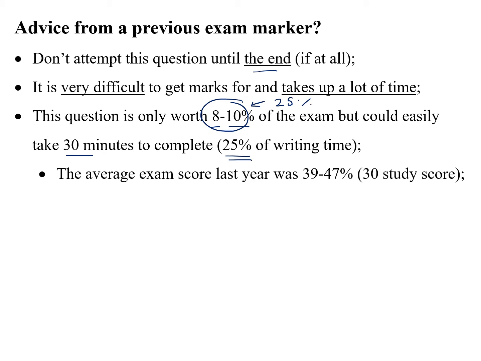Last year, the average exam score for all students, which is what generally becomes a 30 raw study score, was between 39 and 47%. So it's quite low. People score quite low in the exam. Even getting an A+, the exam score was 73% or higher. So you could get 75% in the exam and get an A+, which is probably a study score of 40+.